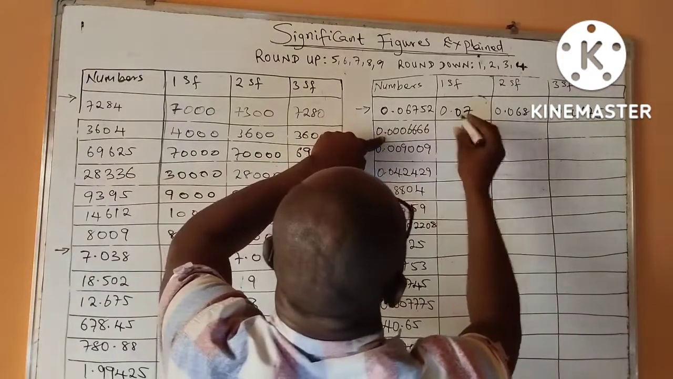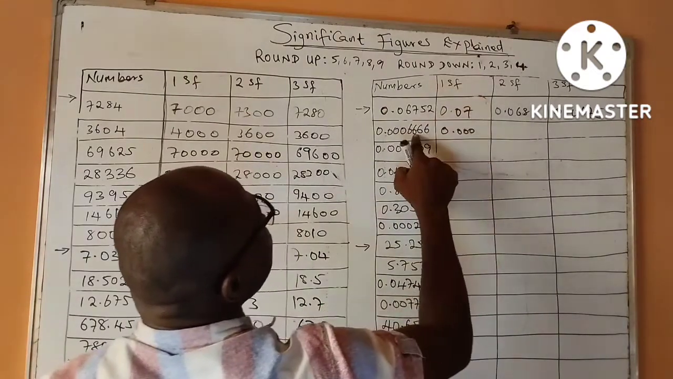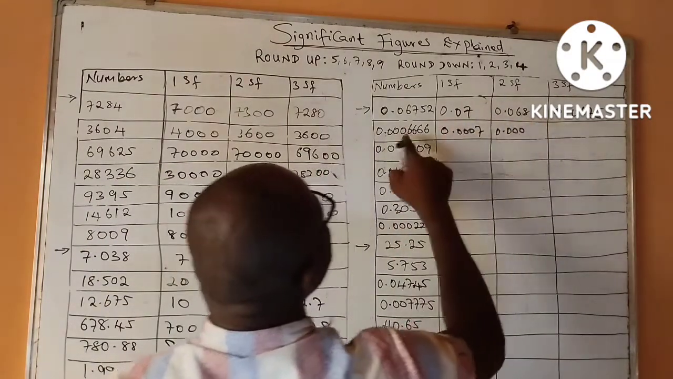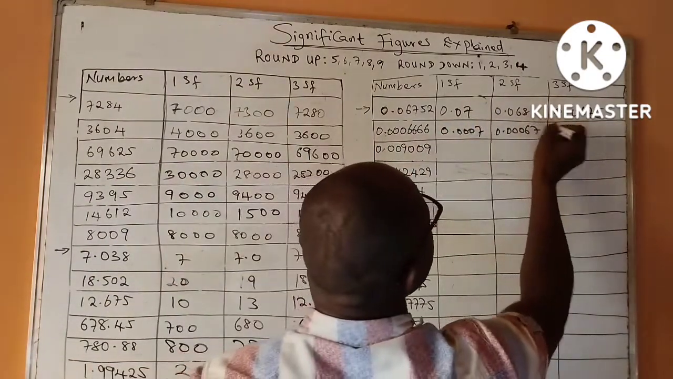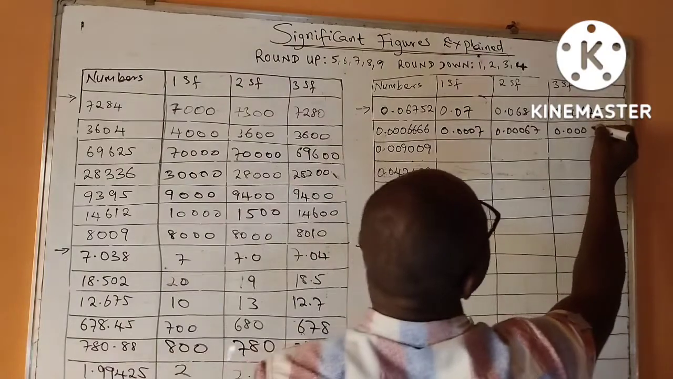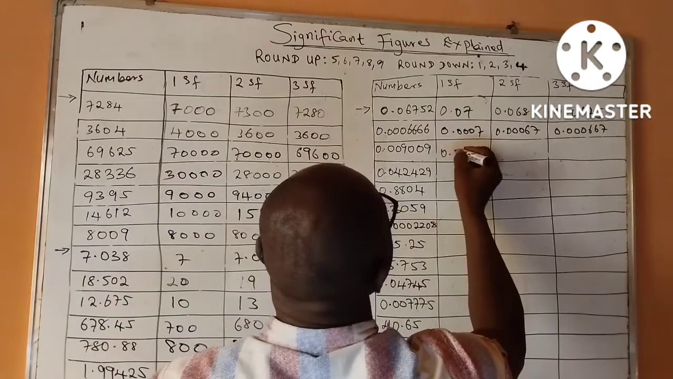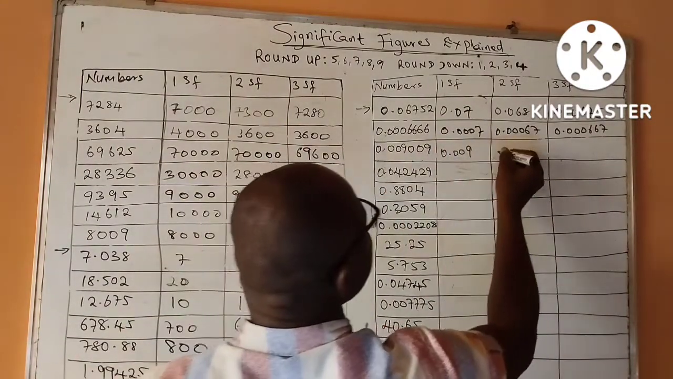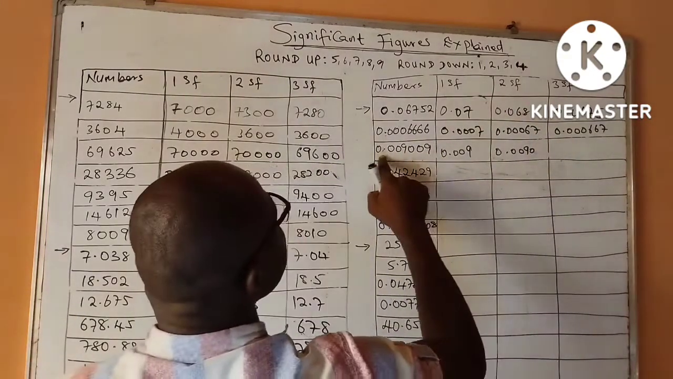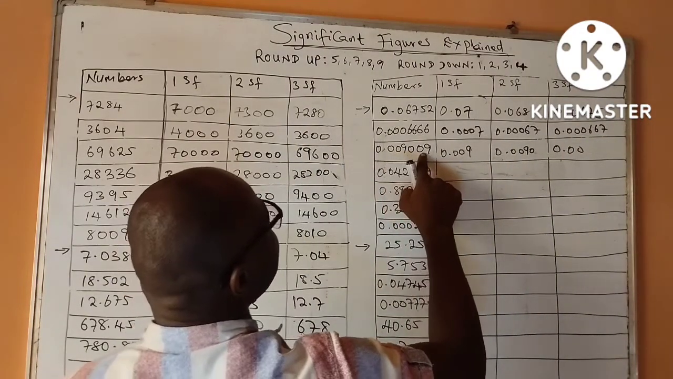I begin again. Here, 0.000, then I now count 1 to 1 significant figure. I round up, it becomes 7. Next, 0.000, then I now count 1, 2, it becomes 6, 7. Next, 0.000, then I now count 1, 2, 3, so it becomes 6, 6, 7, rounding up in all. Next, 0.00, 1 significant figure is 9, 0.00, 2 significant figures will give me 9, 0. Next, 0.00, 3 significant figures will now count 1, 2, 3.